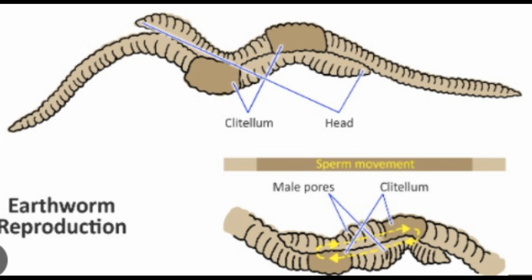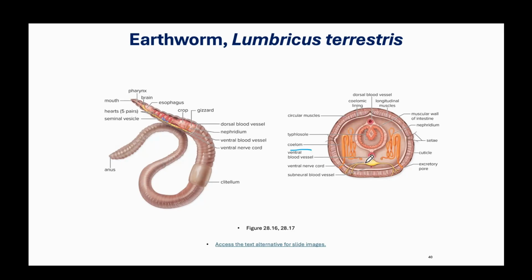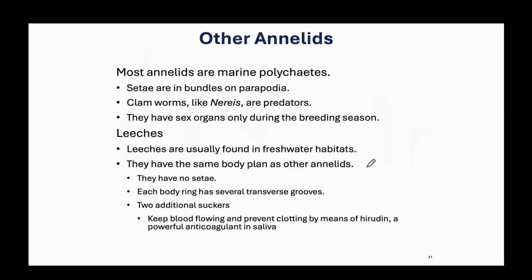Now, with an earthworm, we said that they have a specialized digestive tract. If you'll notice in this picture, the coelom right here, notice how large of a space and an opening we have here. Another thing to note is they have that central nerve cord. Other annelids in that phylum are going to be clamworms, which are predators, and leeches. Leeches are usually found in freshwater habitats. They have the same body plan as other annelids, but they also have 2 additional suckers.